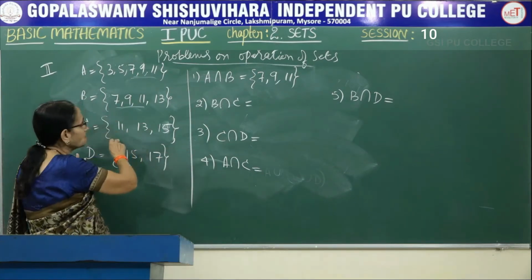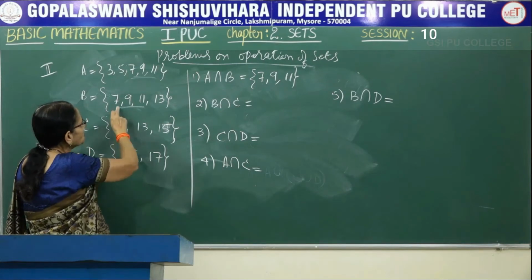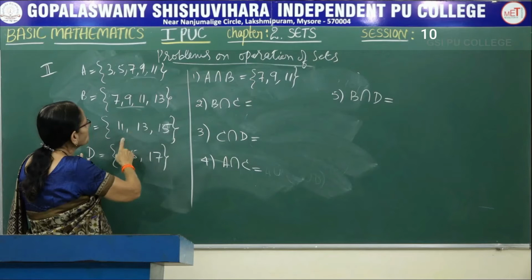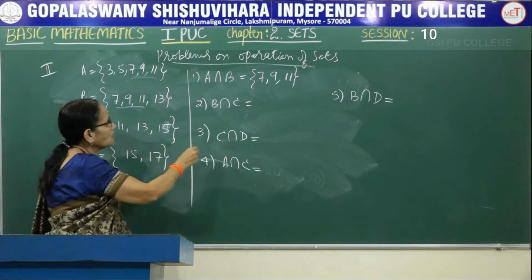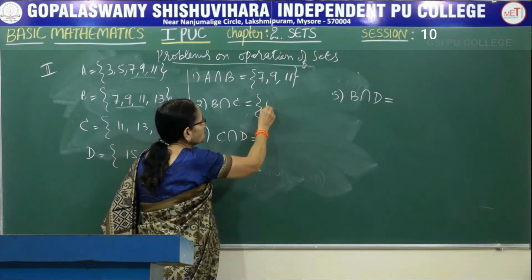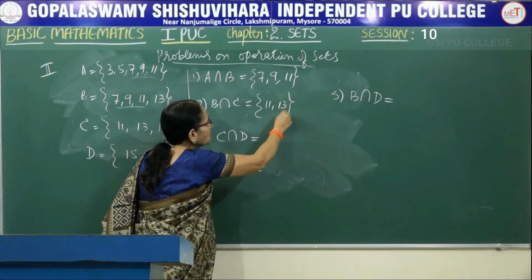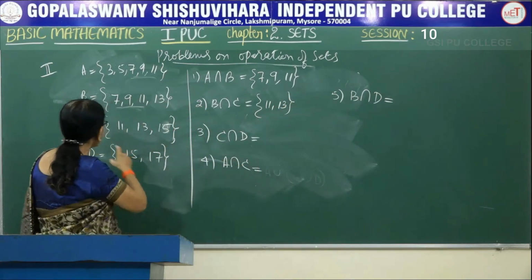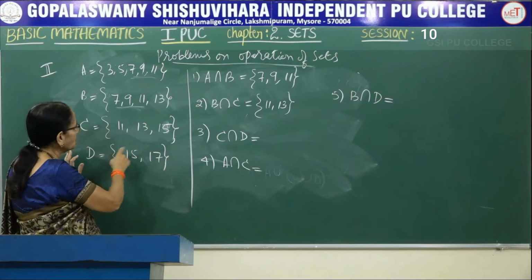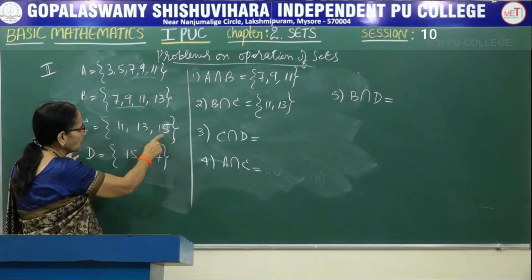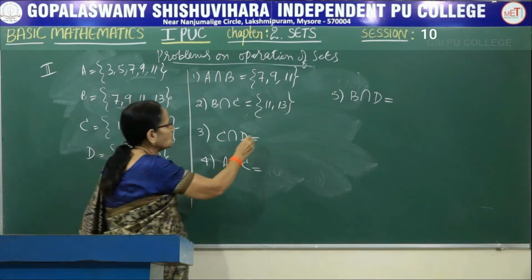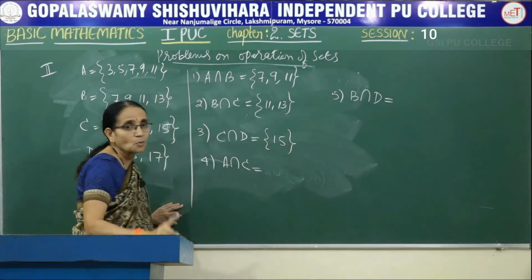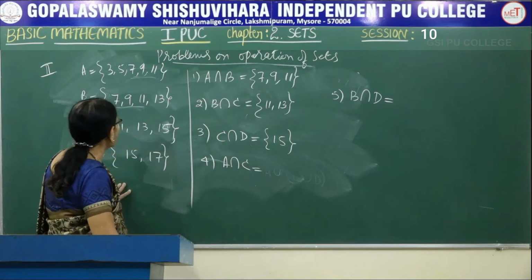Now come to the second set, B as well as C: 7, 9, 11, 13 and here 11, 13, 15. You observe that 11 and 13 are common to both the sets. So this set B intersection C contains 11 and 13. Now come to C intersection D, that is 11, 13, 15 and 15, 17. So it becomes a singleton. It contains only one element, it is a singleton.